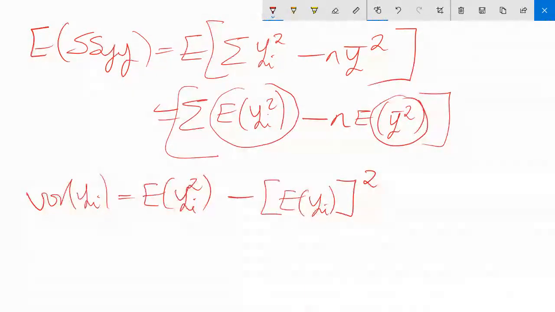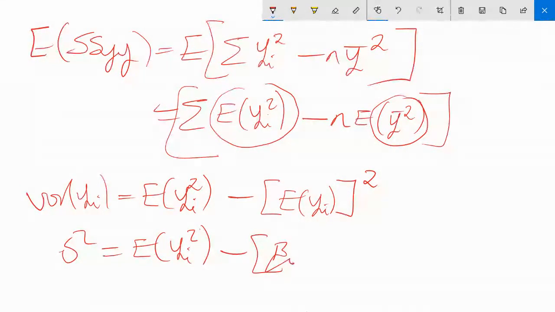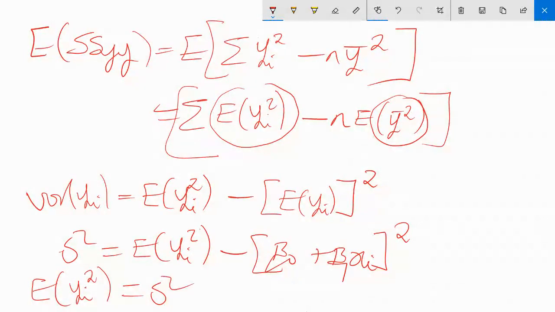Right? And we know that the variance of this is sigma squared, the expected value of yi squared. And we know that the expected value of this is beta 0 plus beta 1 xi, squared. So I can make this the subject of the formula. If I do that, squared will have sigma squared plus this part.